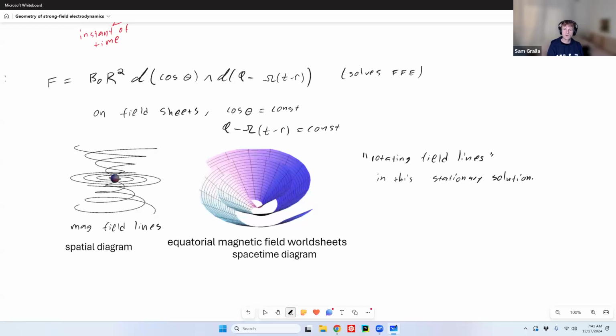And you can see it in these equations as well. If we change t here, keeping theta constant, we're going to have to change something else. So you can either change phi and think of them as rotating, or change r and think of them as expanding. Those are kind of the options.